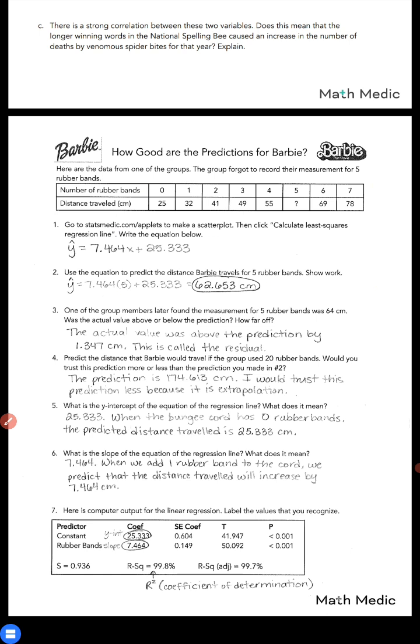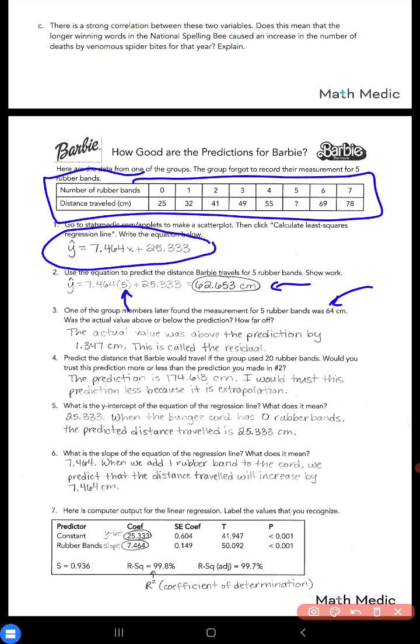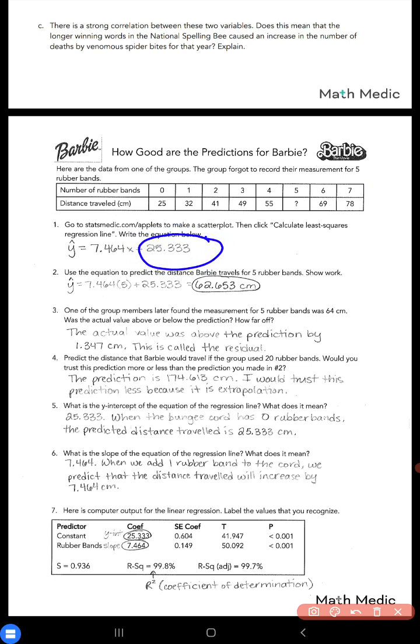Okay? So the last couple things I want to talk about. So question number 5, what is the y-intercept of our regression line? So the y-intercept is sitting right here. It's kind of the idea of our starting point. How far would she travel if I just dropped her with no rubber bands, right? So here's the thing about the y-intercept. If you interpret that and you say, if the bungee cord had 0 rubber bands, the predicted distance traveled is 25, right? That doesn't make any sense.